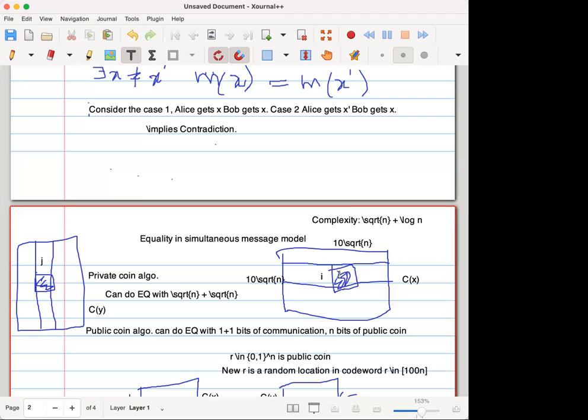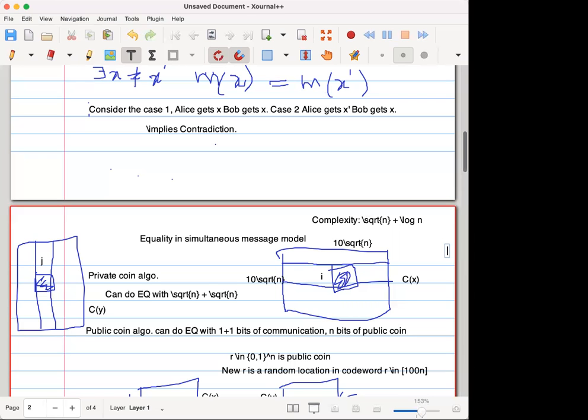So if X is equal to Y, failure probability is 0. If X is not equal to Y, failure probability is 0.99. That is because whatever the row index I is and the column index j is, they will intersect in exactly one location. And this location will be a uniformly random location from 1 to 100n. So with 0.01 probability, it will be a location where the two code words differ. With 0.99 probability, it will be a location where the two code words do not differ.